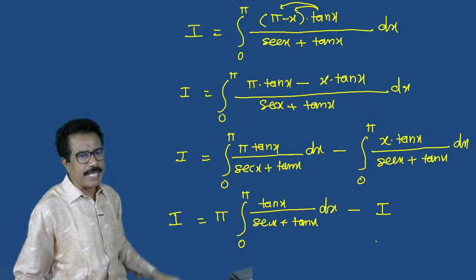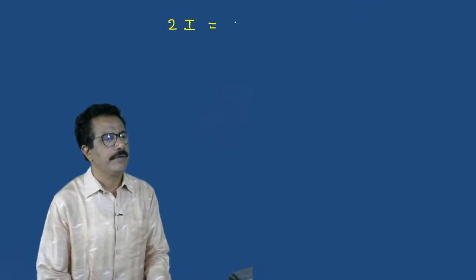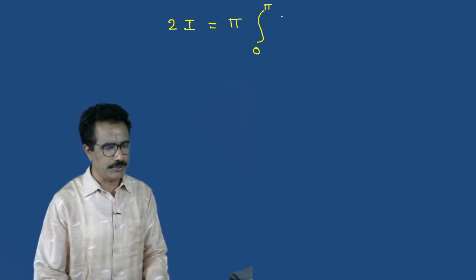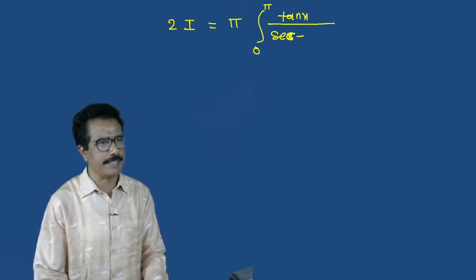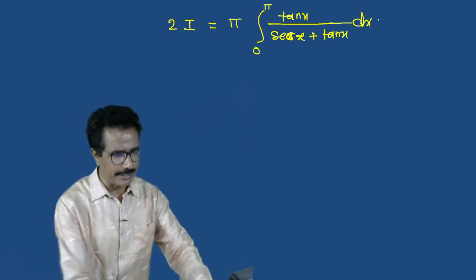Now transfer this I to the left side, I plus I, it will be 2I, which is equal to pi times integral from 0 to pi tan x divided by sec x plus tan x.